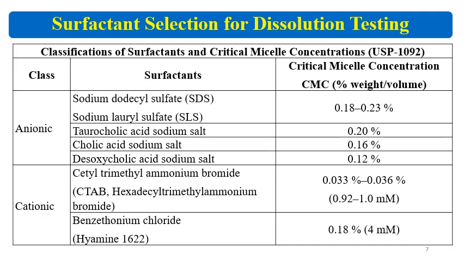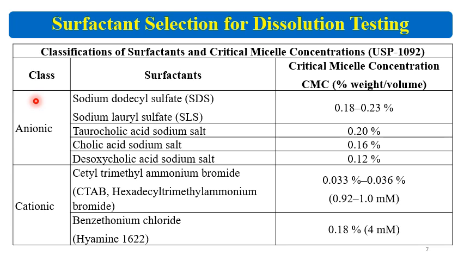Here I have included some surfactants from the USP chapter 1092 along with their critical micelle concentration, that is CMC. So sodium lauryl sulfate, SLS or SDS, has a CMC level of 0.18 to 0.23%, and the various surfactants given are classified into anionic, cationic, non-ionic, and zwitterionic. So SLS falls into the anionic category.